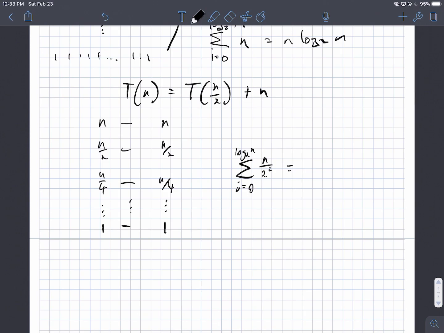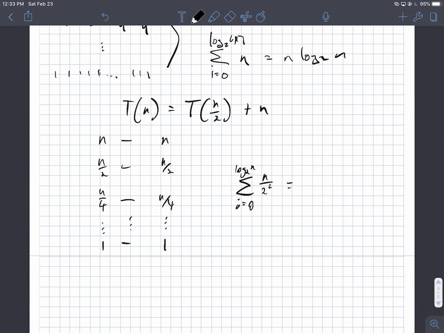I don't. So that's why I wouldn't use the tree method for this. If you just look at this and say, oh, it's on the order of n work for log n levels, so it must be n log n, you'd be wrong. It's n. So that's why I avoid the tree method. It can be very misleading. If you want to use the tree method on this problem, you'd actually have to solve this summation.